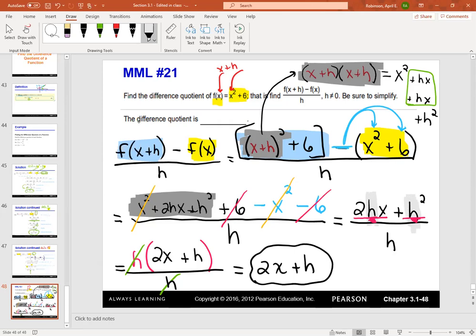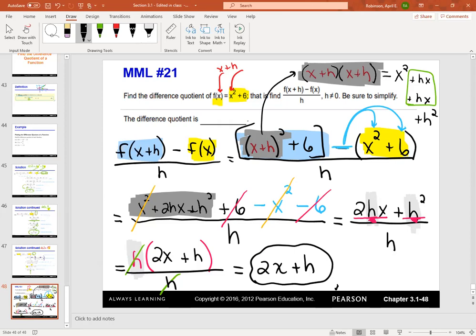Both of those terms have an H in common. So I factor out the common H right here. I'm greatest common factoring it out. Okay, I've never seen that way before. Now there is another way to do it.